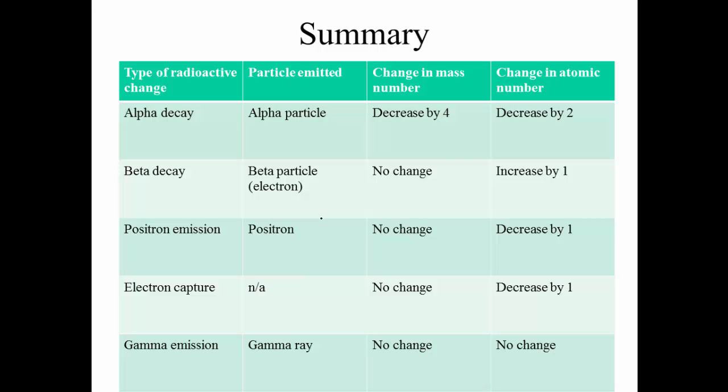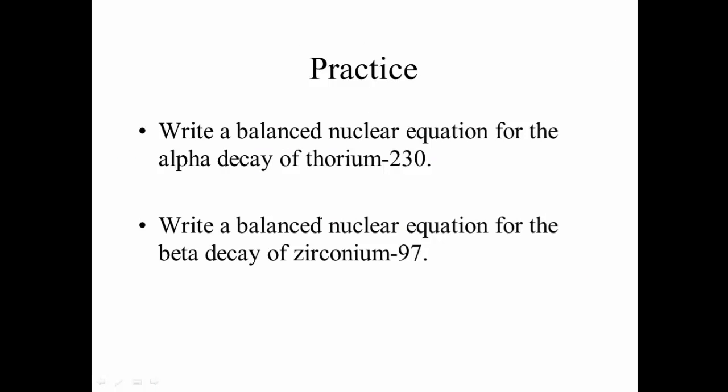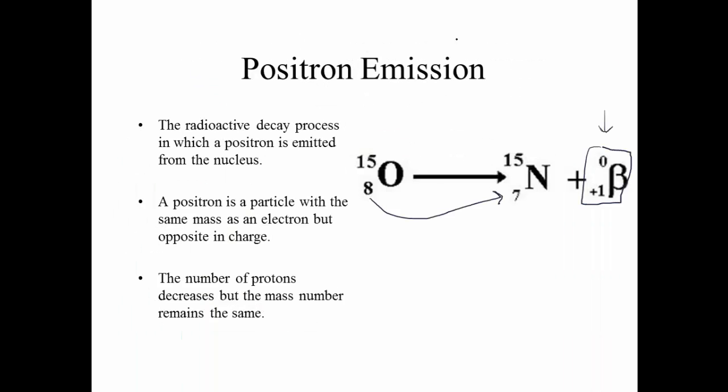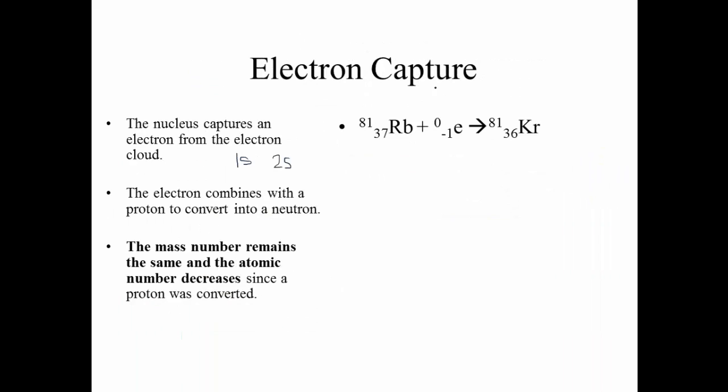So here's a summary. If you want to pause, you can study this table, but this is just a summary of what we've looked at so far. And now we're going to do some examples. So we're going to write a balanced nuclear equation. So a nuclear equation is like this. You know, we've seen a couple examples of these. We just haven't done any yet.